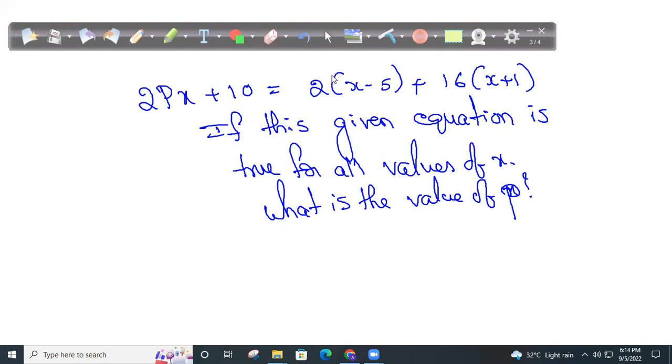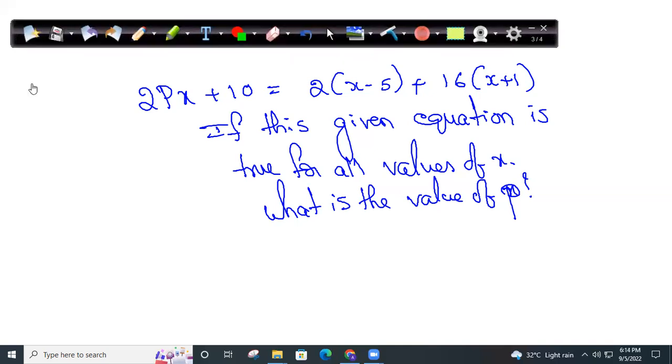I'm giving you one more minute. You can try. If not, definitely I'm going to solve it and show you what the solution is. But this is how the SAT asks you questions.